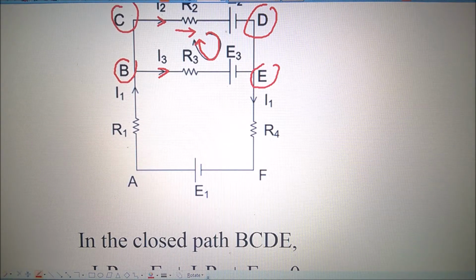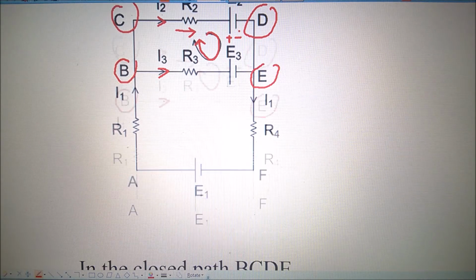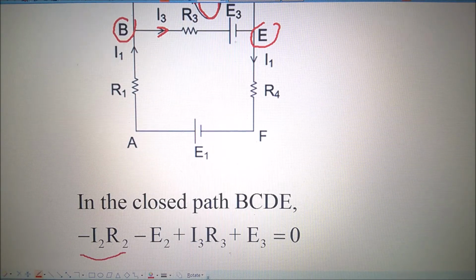Now you come to the EMF. As we move from C to D, that is a positive terminal and that is a negative terminal. Therefore, we are coming from positive potential to negative potential, higher potential to lower potential. So in this case also, E2 will be negative. You can see here E2 is negative.